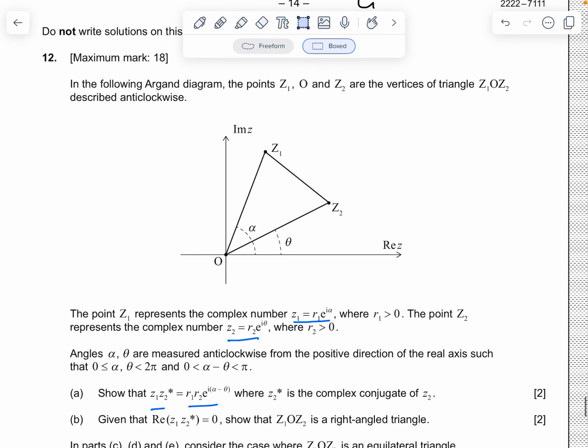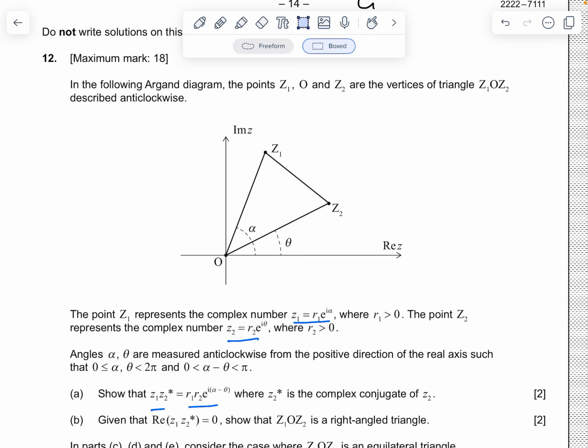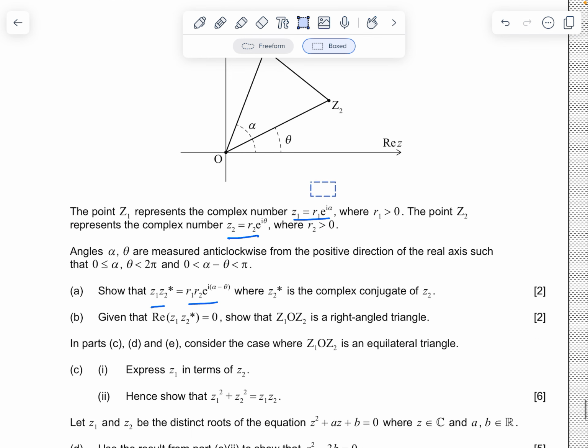Welcome, this is IBDP AAHL Time Zone 2, Paper 1 of May 2022. Question number 12. Z1 has been given and Z2 has been given. He is asking to show that Z1 Z2 star.